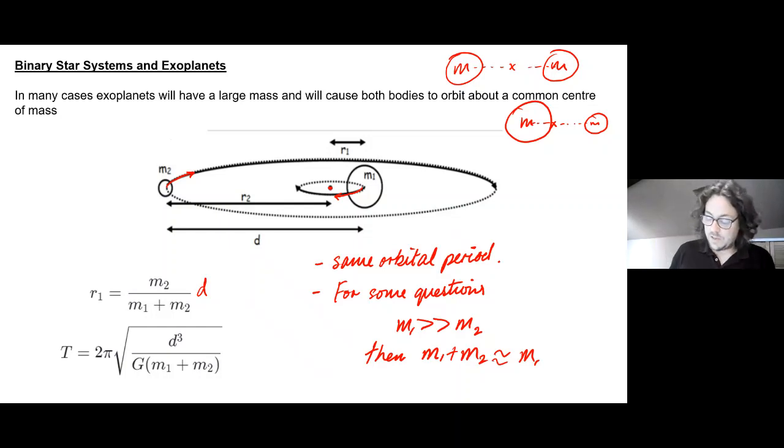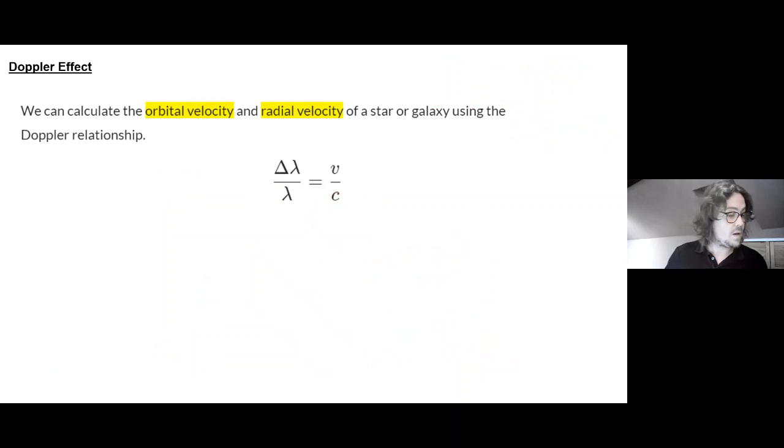Yeah. So we've got another formula down here as well for time period. And we're not going to derive this, but we've got the time period for two objects orbiting each other given by this formula here, where d is the distance between the objects. Yeah, so let's move on.